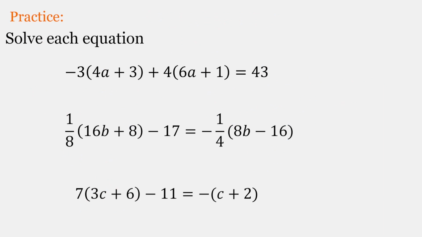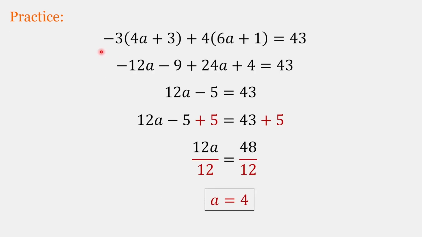A great way to learn is to practice on your own. We will discuss in a bit, but go ahead and pause your screen and do these 3 problems. For this first problem, first we're going to simplify down the left side of the equation, resulting in 12a minus 5, and then the right side is 43. And then isolating our variable, we end up with a equal to 4 as our solution. Although I didn't show this step, make sure you do check your answer by plugging that value back into the original equation.